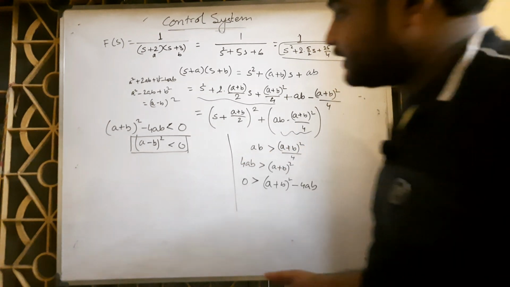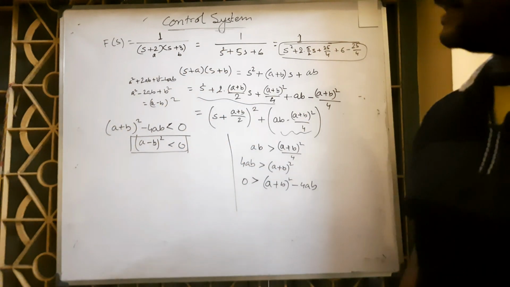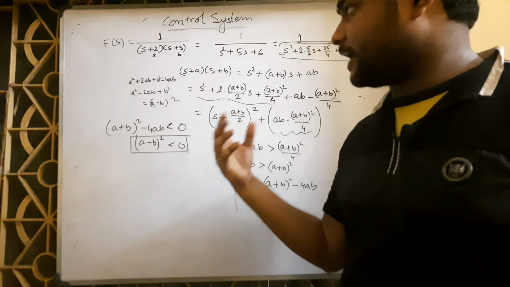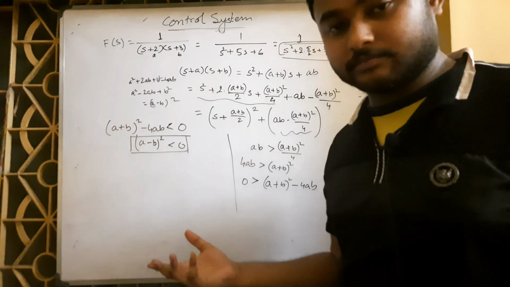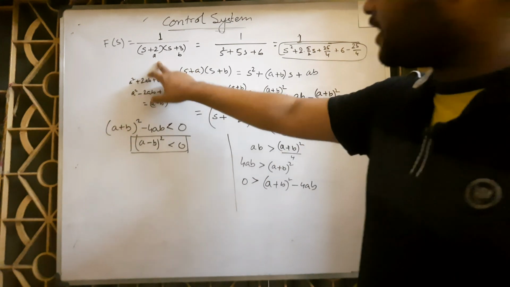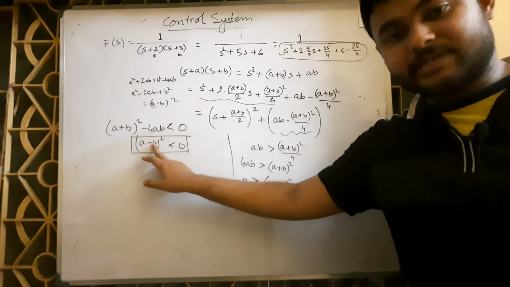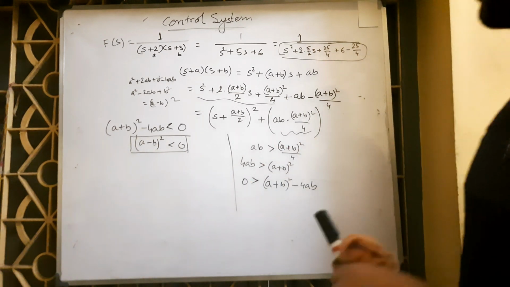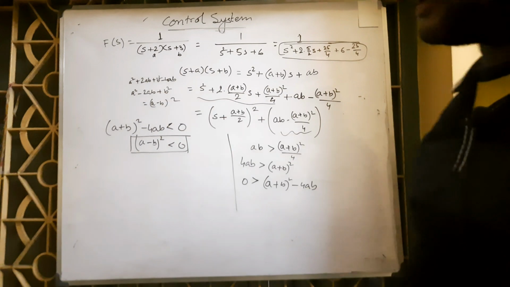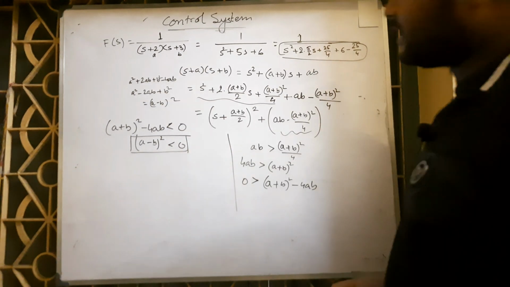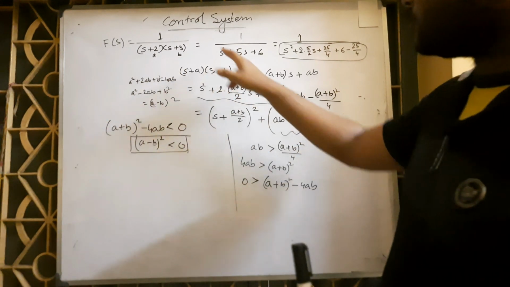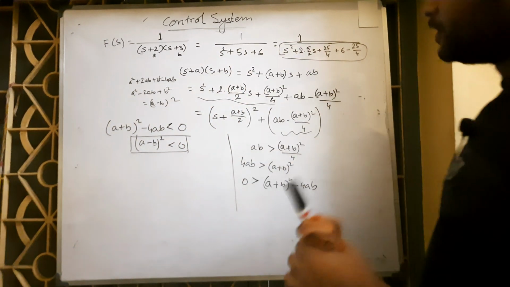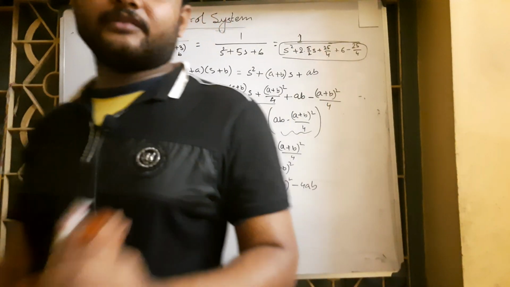Now think about it. If a is real, b is real, can (a minus b) whole square be less than 0? If a is real, b is real, a minus b is always real. So (a minus b) whole square is always greater than 0. So if you have this type of problem, you can never solve it using this method. So now what are we going to do? How are we going to convert this?